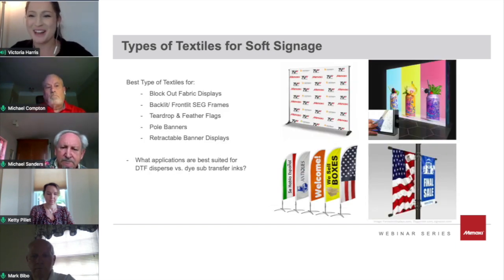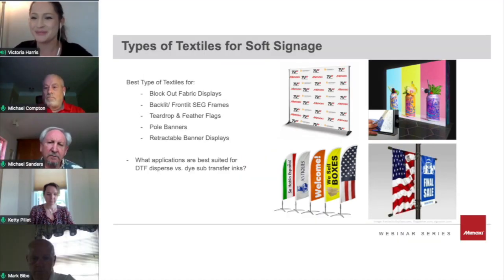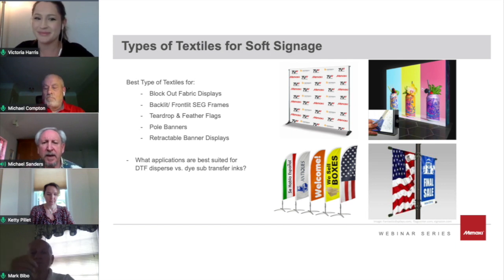Yes, I was just going to move into that as well. For the other various types of applications, do you have recommendations for the types of textiles that should be used for SEG frames, backlit, frontlit, flags, banners, or blackout displays? Right, because when we're talking about doing these banners and flags, there are two different ways of printing. It's dye sublimation and there's direct disperse, and both have their places. The advantage to doing direct disperse is that you don't have the paper cost and you don't have to do the extra step of putting it through the calendar. But there are advantages and disadvantages.